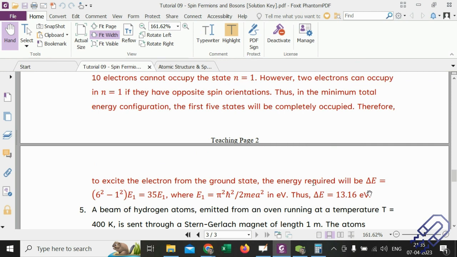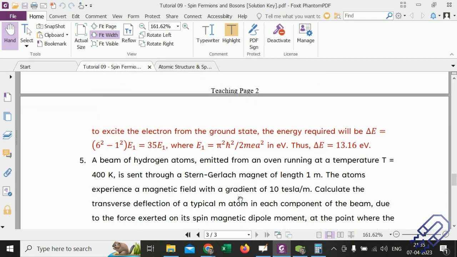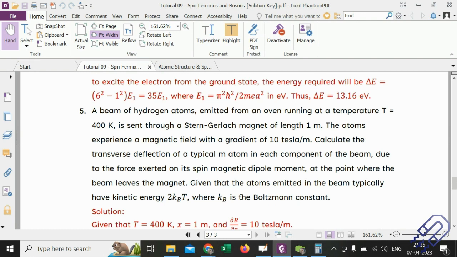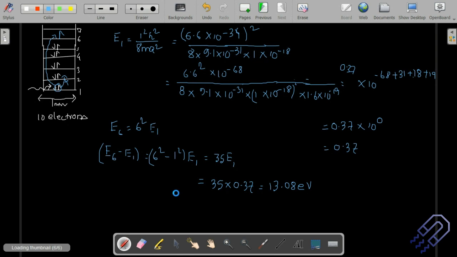They might have taken more decimal places. We have not done that. Maybe they have taken more decimal places. That's fine. Okay. The next problem talks about the Stern-Gerlach experiment. But before that, I think Stern-Gerlach experiment theory is very important. And let's do a quick recap of that, because all the formulas that are being used here actually belong to that particular theory.